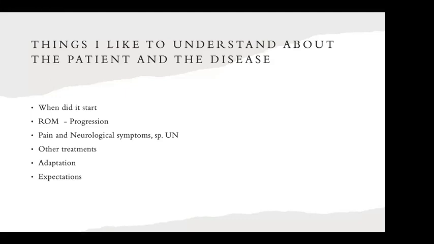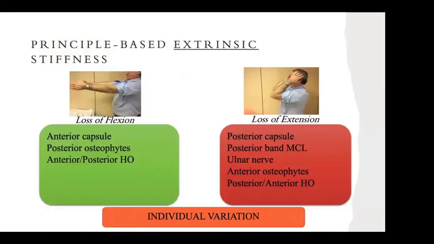And then, of course, we want to assess the neurological symptoms, and the ulnar nerve is critical. Of course, I want to understand if they've had other treatments, conservative management, orthosis, and how well they have adapted to this. Usually because they are in the clinic, they have not adapted very well. And I want to understand their expectations after treatment.